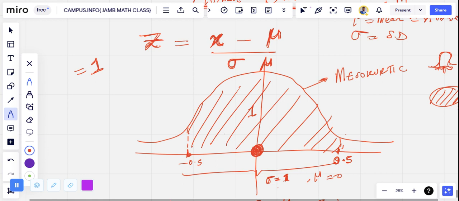And then another property is that it is a continuous distribution function. It is continuous. And this is why it is continuous, because it has an infinite range for x. X ranges from negative infinity to positive infinity. Okay? That makes it continuous.